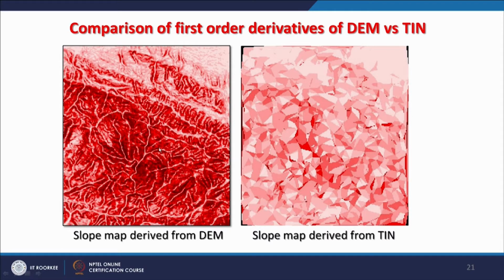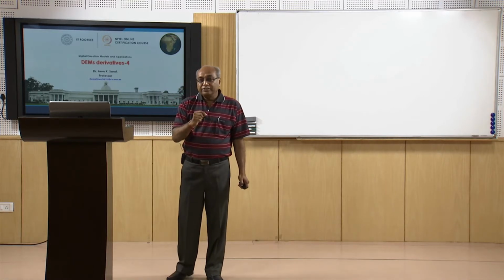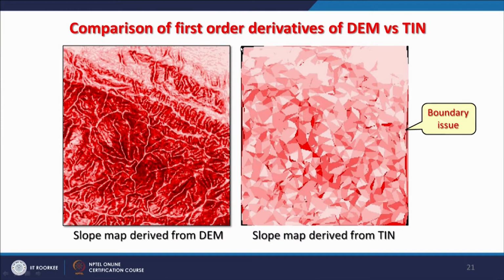Whereas when I derive the slope map using the TIN, my slope map looks completely different, because each triangle, which is planar in a TIN, gives you the information about the slope, whereas in a raster each cell gives a slope value, and therefore both maps look completely different. The same issue will come at the boundary, because at the boundary you do not have further triangles, and therefore you will have problems at the boundary. So, this one has to be remembered.